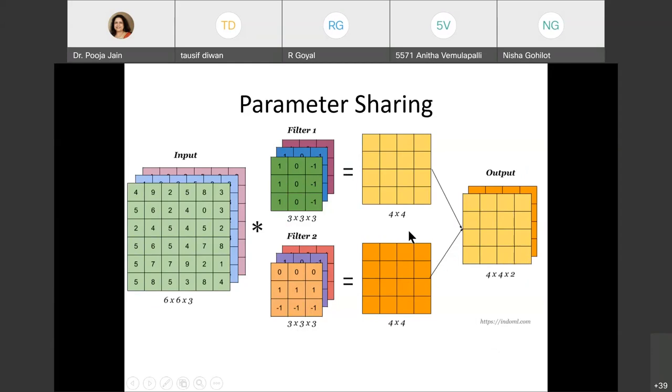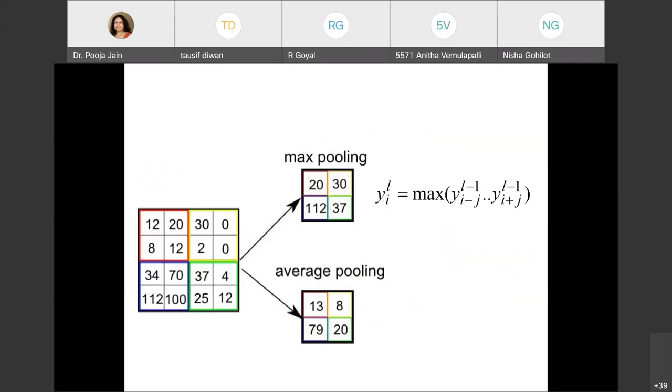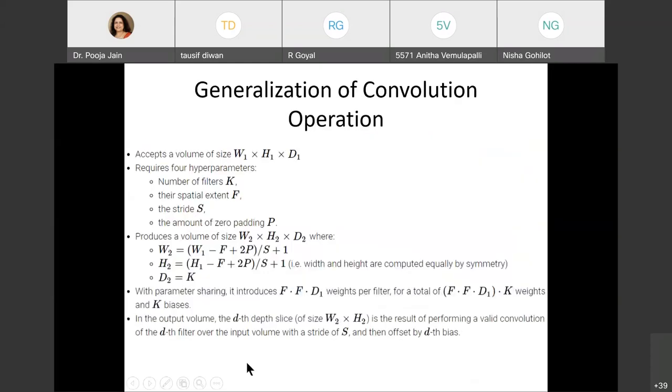W2 cross H2 is the result of applying filter 1, because this is the first channel in the output. This is the result of applying the first filter on the input. This is the second channel in the output, generated by applying the second filter on this input. The same thing is written over here. Now read once again: the d-th depth slice of output. What is the size of that slice? W2 cross H2. First W2 cross H2, second W2 cross H2, third W2 cross H2, and so on, is the result of performing a valid convolution of the d-th filter. It may be the first filter, it may be the second filter. If it is the first filter, then it is placed as the first channel in the output.